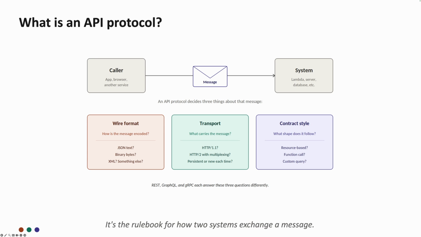Pick a different answer for each of these three things, and you get a different protocol. It could be REST, GraphQL, or gRPC. These are the popular set of answers, and of course there isn't a best choice. It's all about the choice that we make for a particular use case.